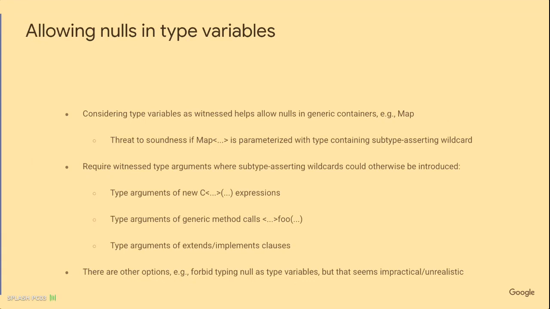OK. Now, why type variables? Considering all type variables to be witnessed just lets us type null as a type variable, right? And that's helpful, for instance, if you try to implement a generic container like a map. You want to implement map.get, which sometimes returns null. And this way, you can type it as the value parameter type of the map. All right, so we need that for expressiveness, but in return, we unfortunately have to do some other things. So we need to require witness types in a few more places, namely when we construct new objects, in generic method calls, and also in extends and implements clauses.